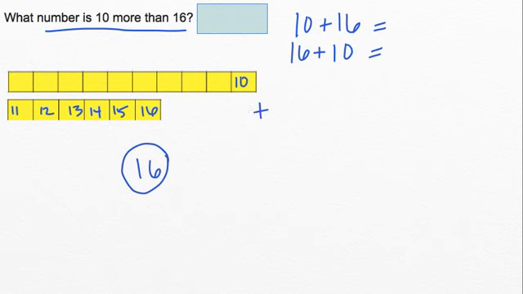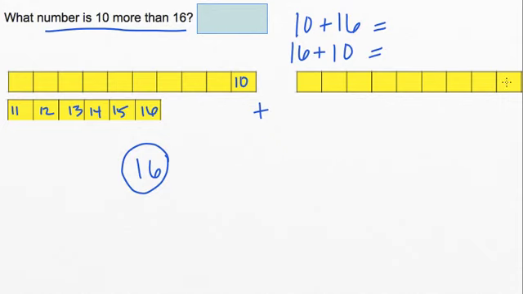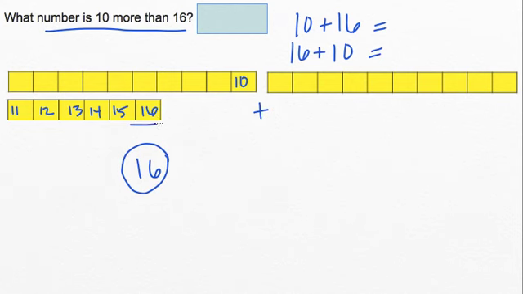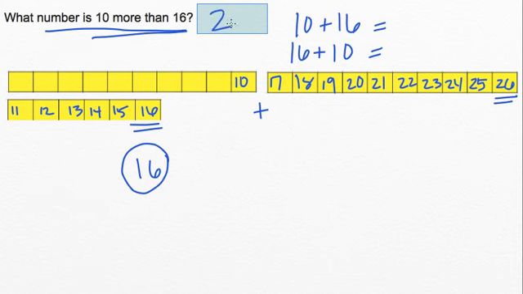So let's add 10 more. Let me just move that for us. All right, perfect. So we have 16 plus 10. So let's go ahead and count from 16, and we're going to add 10 more. So 17 and 18, 19, 20, 21, 22, 23, 24, 25, and 26. So we end up with 26 blocks. So 10 more than 16 equals 26.